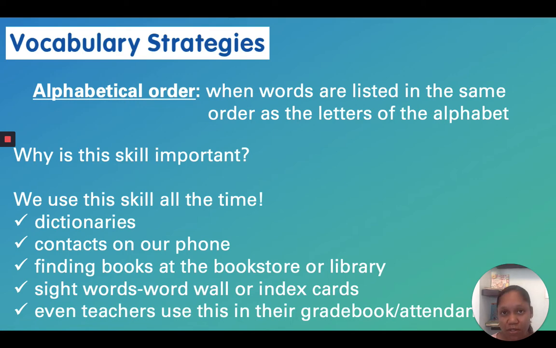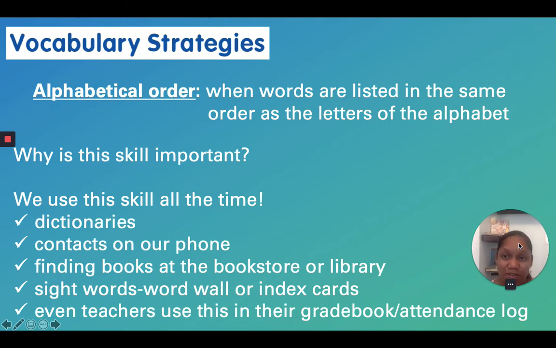So if you're looking to call a friend or a family member, you still have to use this strategy of ABC order to find the person you're looking for. Books are also in ABC order at the bookstore and at the library. If you have sight words in your classroom, they're in ABC order. Or even if you have a bunch of cards, sight word cards at home or at school, I would probably organize it in ABC order just because I can find words easier in that way. Guess what? Even teachers use this in their grade book, and when they do attendance, they also have your names in ABC order. So this is something that a lot of people actually use. So it's a good skill to know.